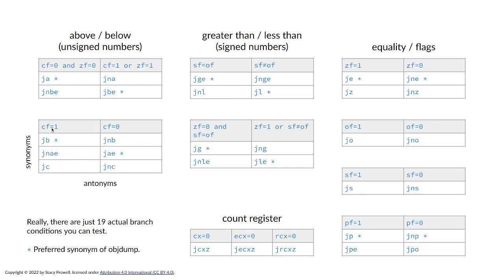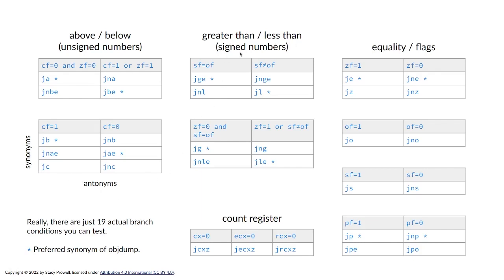It turns out those are all synonyms. Because what jump below tests is just the carry flag. And so that's a synonym for checking the carry flag. So synonyms here, antonyms here. And here's a little reminder here in case you forget.